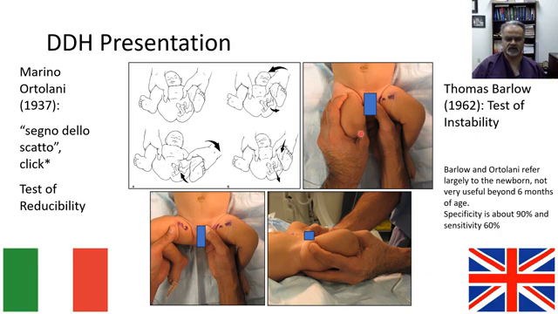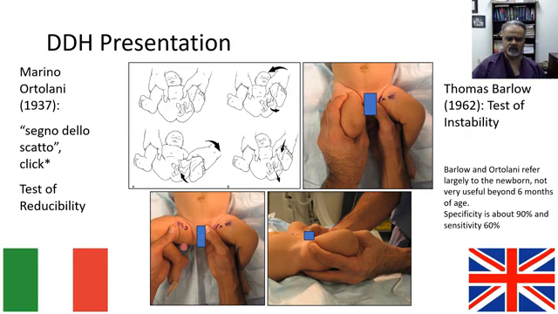Here is an example of how to do the Barlow maneuver. So you're stabilizing the pelvis with one hand, you grasp the thigh with the other hand, you have a finger right over the greater trochanter, you flex and adduct the thigh and give it a gentle posterior push and see how far that trochanter moves, and that gives you a sense of how stable or unstable the hip is.